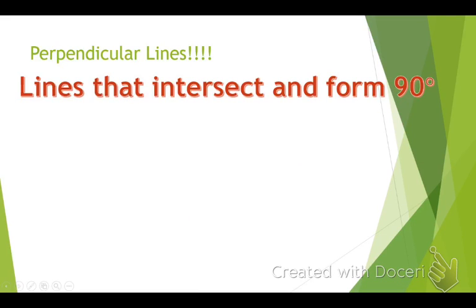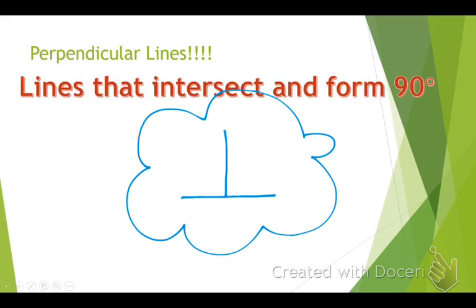Perpendicular lines intersect and form a right angle. What does the symbol look like? Right angle. Upside down T. I would draw it. Yeah. An upside down T.